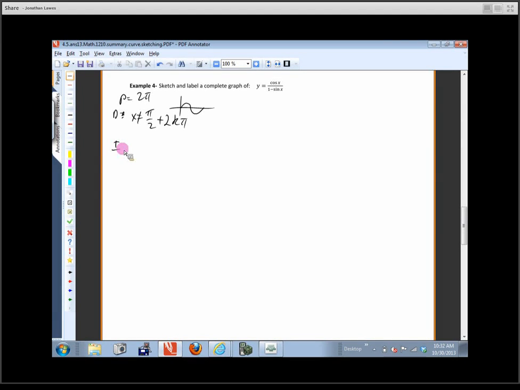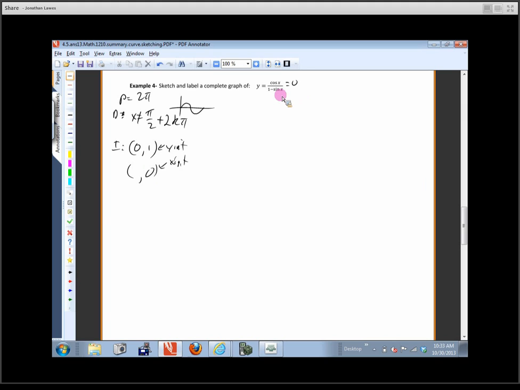Let's check intercepts. If I plug in a 0, I get a 1 on the top. I get a 1 minus 0 on the bottom, so I get a 1. It goes through the point (0, 1). So that's the y-intercept. I want to know what the x-intercept is. So I'm going to set the whole thing equal to 0.